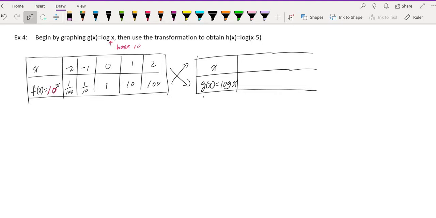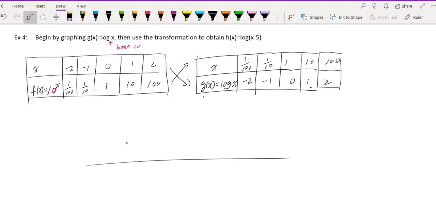Then we're just going to switch our x, y. Once we have this, we can go ahead and graph this. If you want to graph f of x, that's fine. But again, all they're asking is begin by graphing g of x, log x. We don't have to graph the exponential function. 1, 0, so you're going to have something like this. Obviously, this graph is going to be really hard because we're going to have like 10 squared, so we can't really graph it in this case.